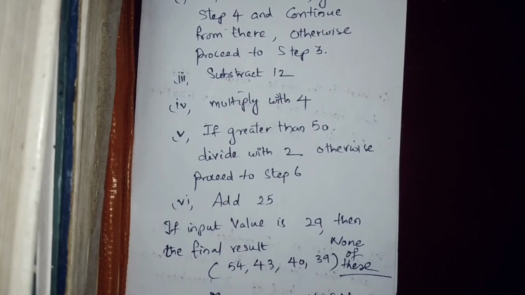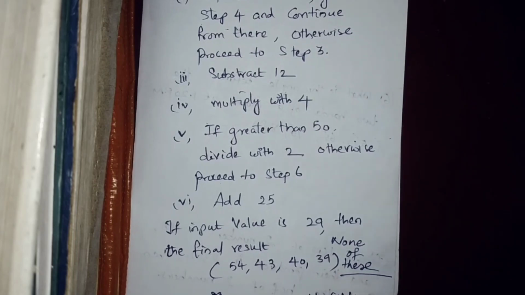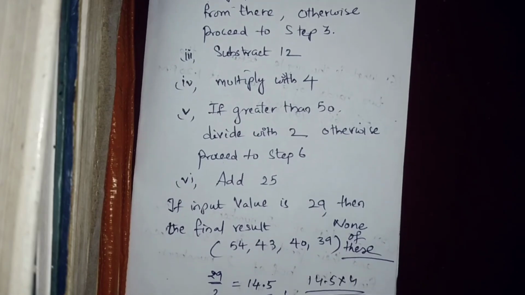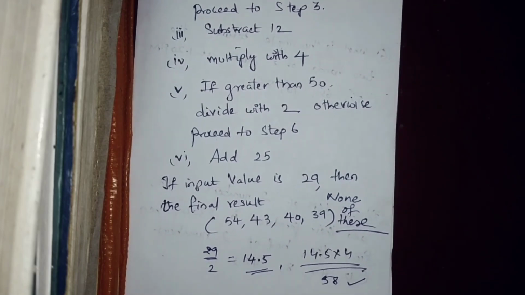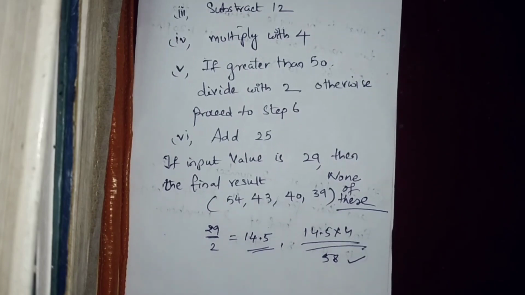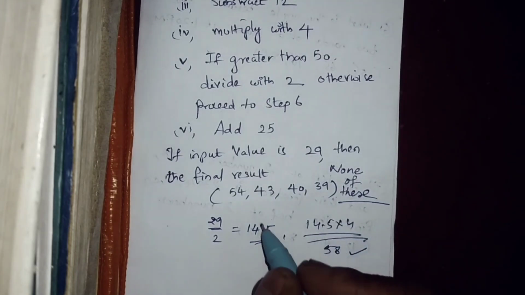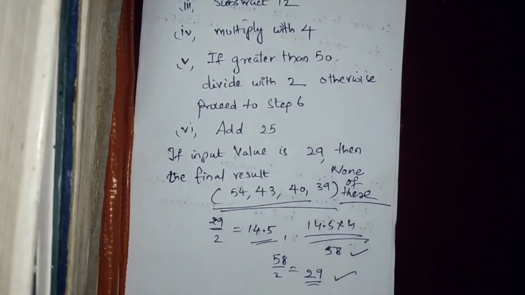Fifth step, go to step 4, multiply with 4. Greater than 50, I got 58 as the answer. If it is greater than 50, divide with 2, otherwise proceed to step 6. So 58 by 2 is 2 2s are 4, 2 9s are 18, that is 29. So my option must have 29, but he didn't give. So I'm directly going to none of these.